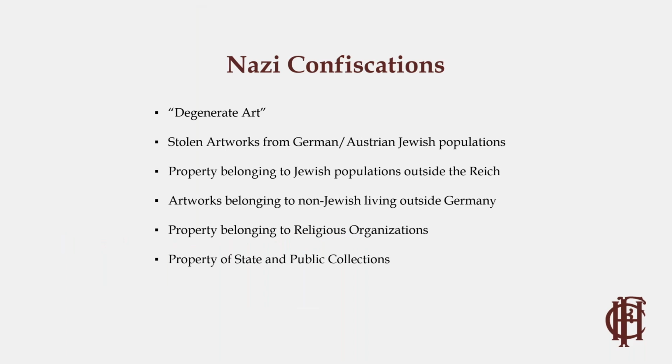So these are just a few categories of Nazi confiscations, which included degenerate art or modern art in a lot of ways, private property of Jewish and non-Jewish people in and outside of Germany, as well as religious and state organizations as well. Just to let you know, today we're going to focus only on confiscated European art rather than more religious items like Judaica or even non-Western specific collections, but just note that the Nazis did loot these as well.